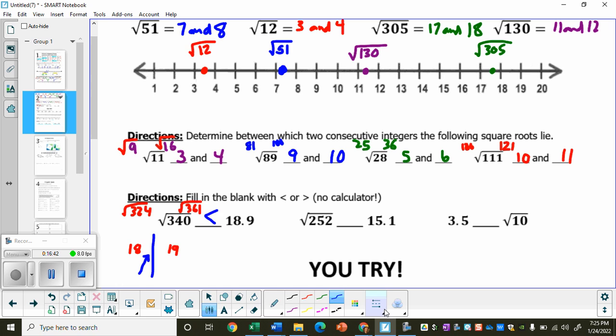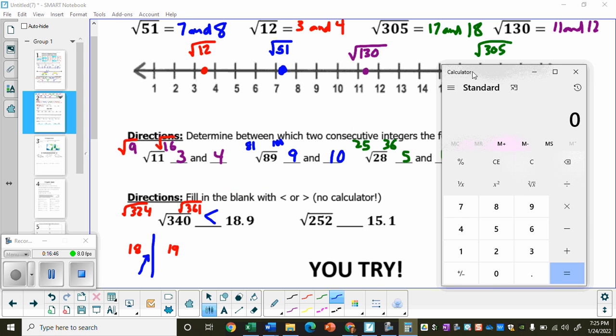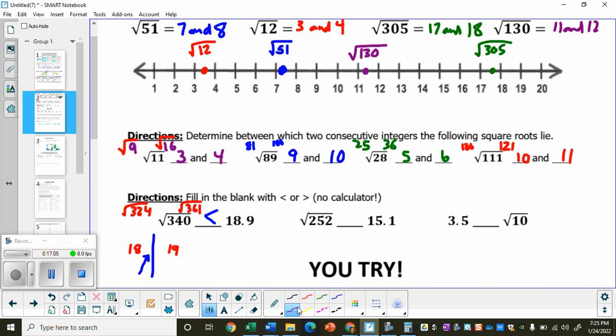Now to verify and confirm, I don't want you guys using the calculator. See how it says no calculator? But because we're taking notes, I just want to prove my point that if I did the square root of 340, see how it's an 18.4? So 18.4 is definitely less than the 18.9, because again, it would be closer to 18 than it is to 19.